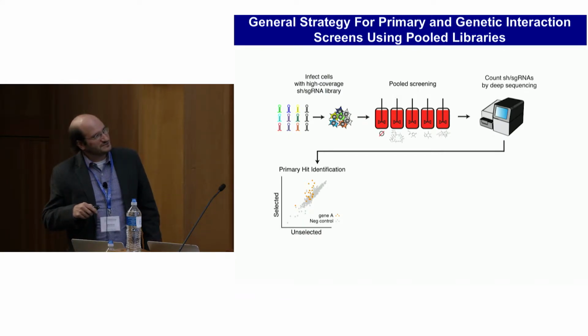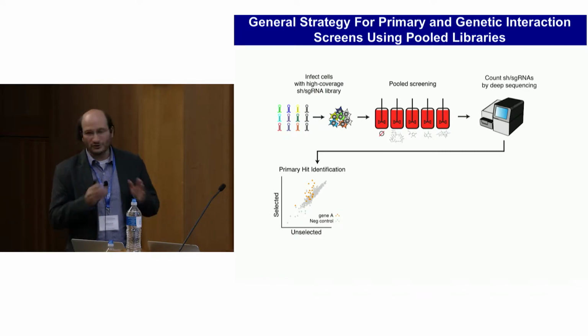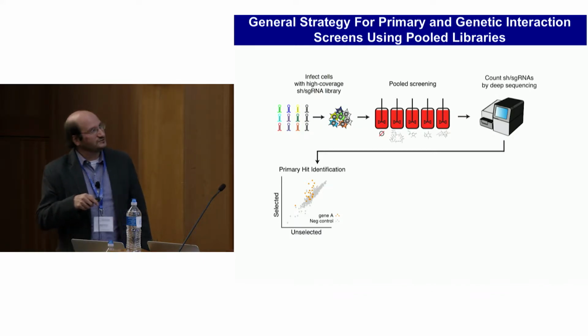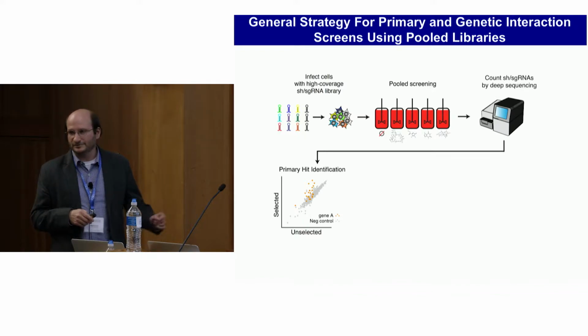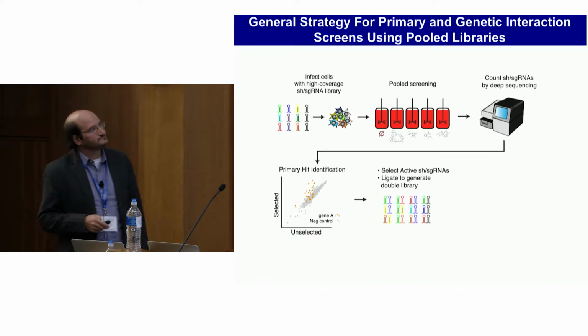But suffice it to say, for most of the libraries that we use, we have a huge number of negative controls that allow us to carefully define what no phenotype looks like. And then you can compare the phenotypes of the guide RNAs targeting your favorite gene to that population and very clearly call hits from non-hits.